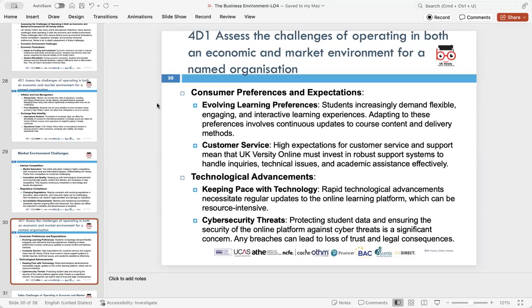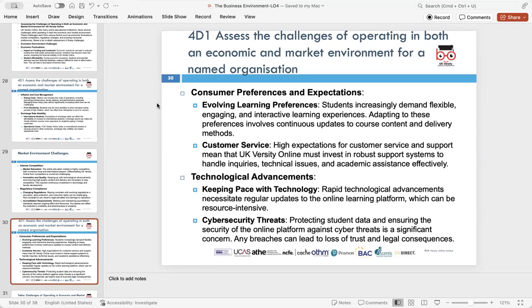Technological advancement. Rapid technological advancement necessitates regular updates to online learning platforms. Keeping pace with these advancements can be resource intensive, requiring ongoing investment in new technologies and platform upgrades. Staying current with technological trends is essential to provide students with a modern and effective learning environment.